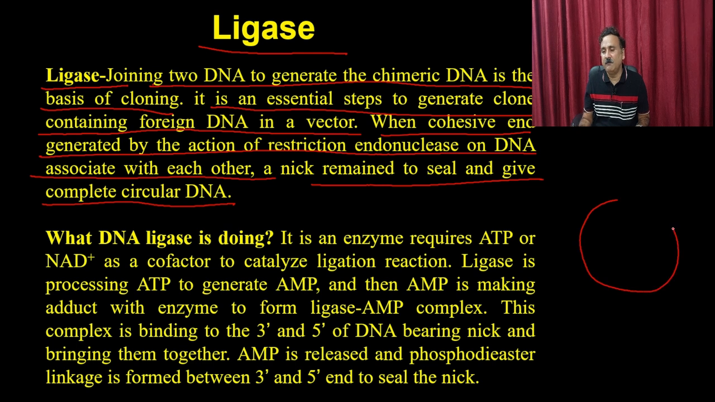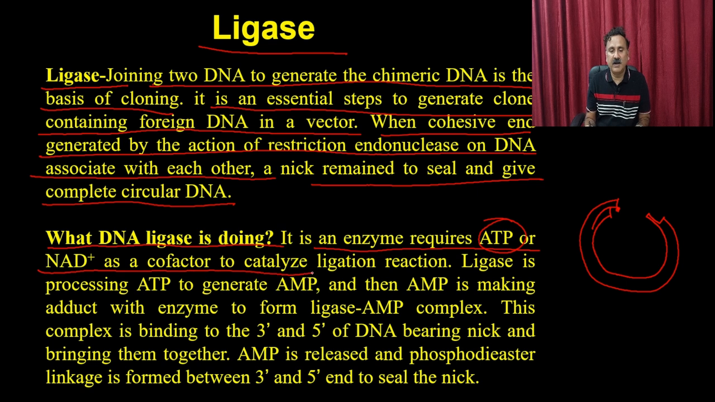Remember that even if you put the complementary DNA, right, there will be a nick which is going to be sealed, okay. So, what is the DNA ligase doing? It is an enzyme which requires ATP or NAD plus as a cofactor to catalyze the ligation reaction. And what is ligation doing? It is actually forming a phosphodiester bond, because of that it is going to close the nick.